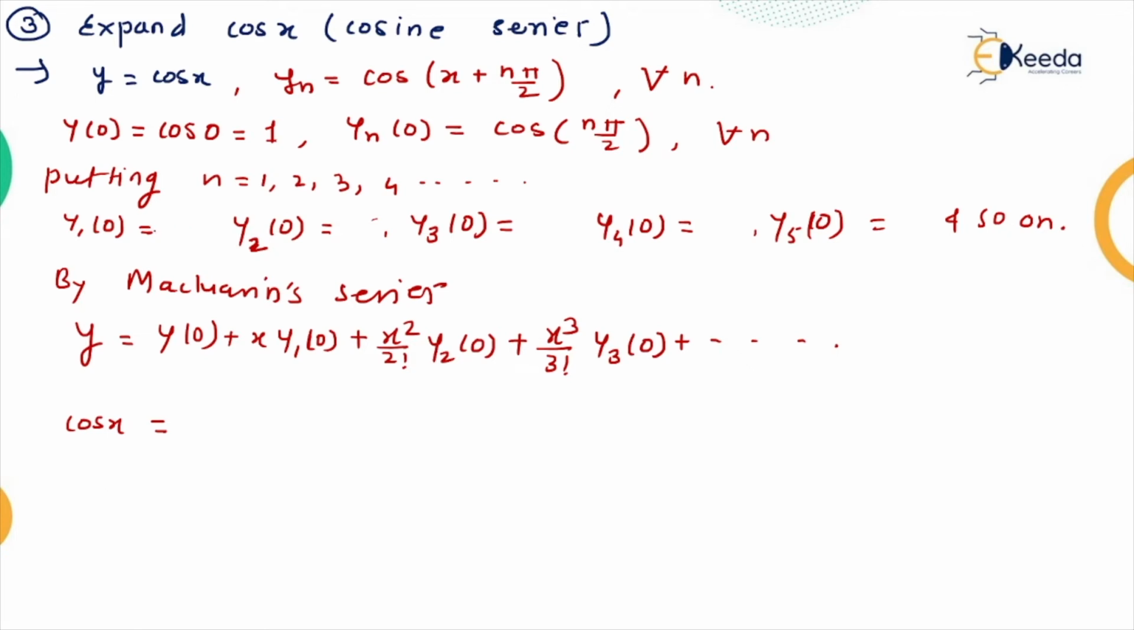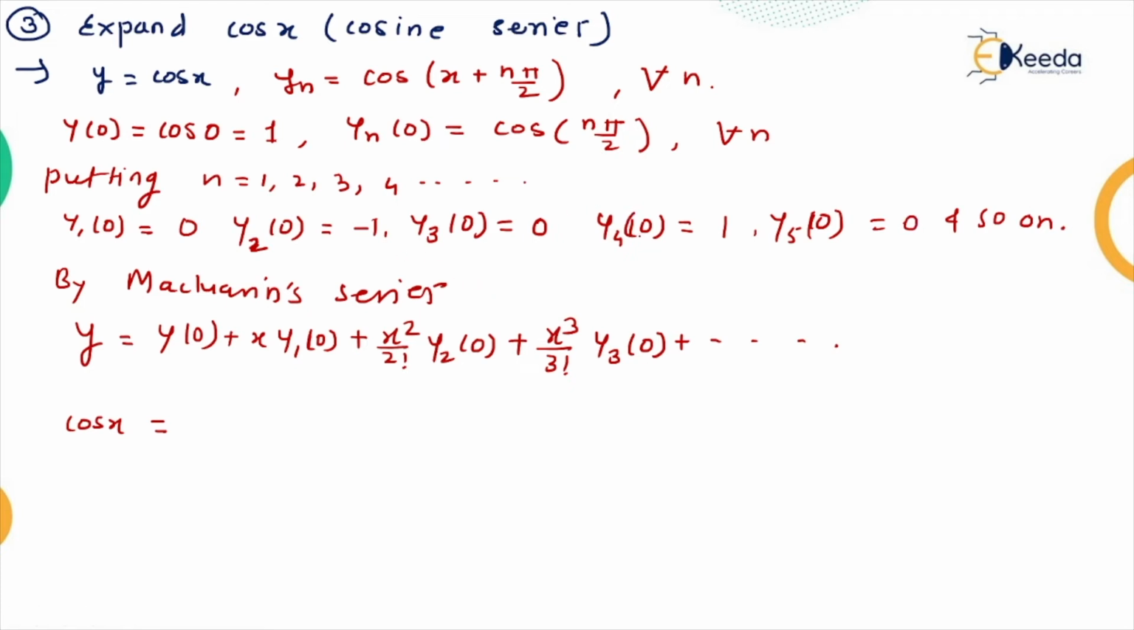Y1 of 0 means the value of cos x differentiated, at 0, which is 0. Guys, y2 of 0 is minus 1. Y3 of 0 is 0. Y4 of 0 is 1. Right? So in this way and so on. Y5 of 0 is 0 and so on.